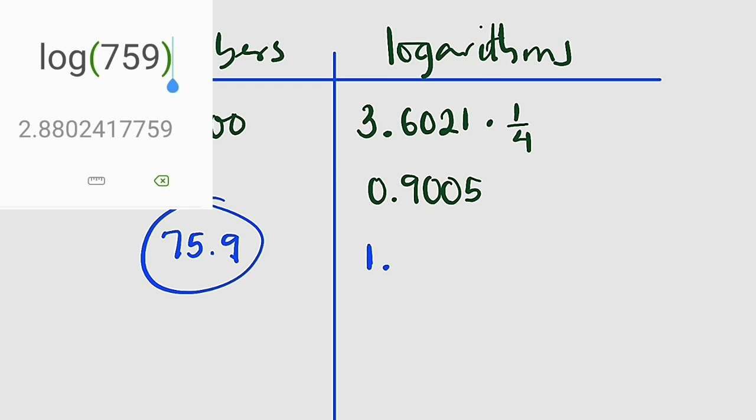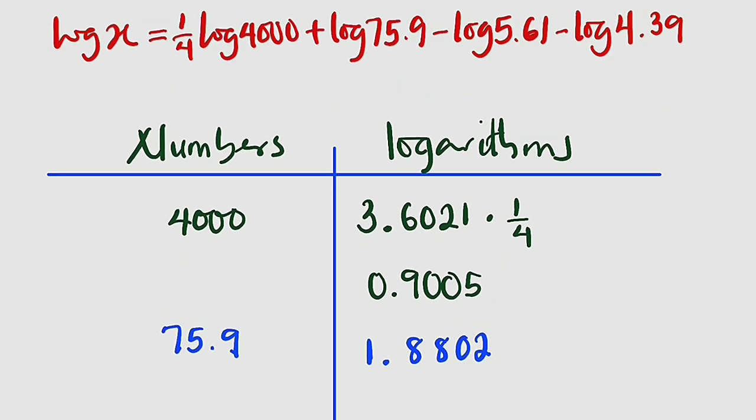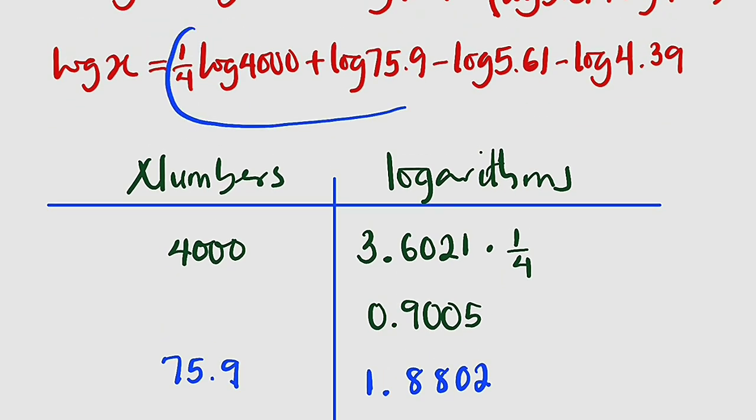2.8802417758 and so on. But I told you we only need the first 4 digits after the decimal point, and we have to round it up. So we have 8802. The next digit is 4, so we don't have to round this up. We leave it like this. But remember that the relationship between the first and the second logs is what? Addition.